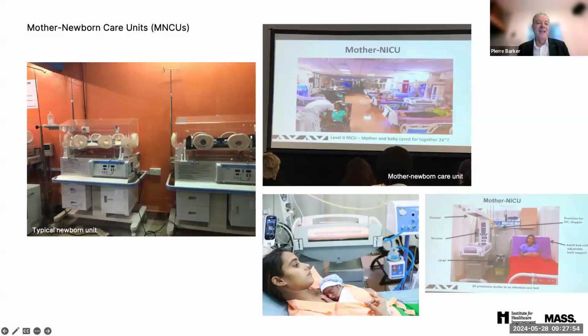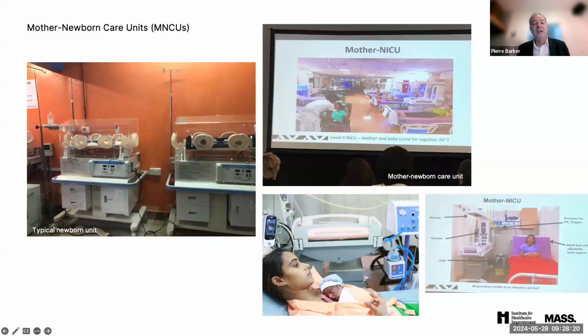But again, looking at the extraordinary benefits of this type of intermediate unit and the money that it saves by not requiring full-blown neonatal intensive care units, which is usually where a lot of the hospitals will go for more intensive care, it can save a lot of lives and a lot of money.